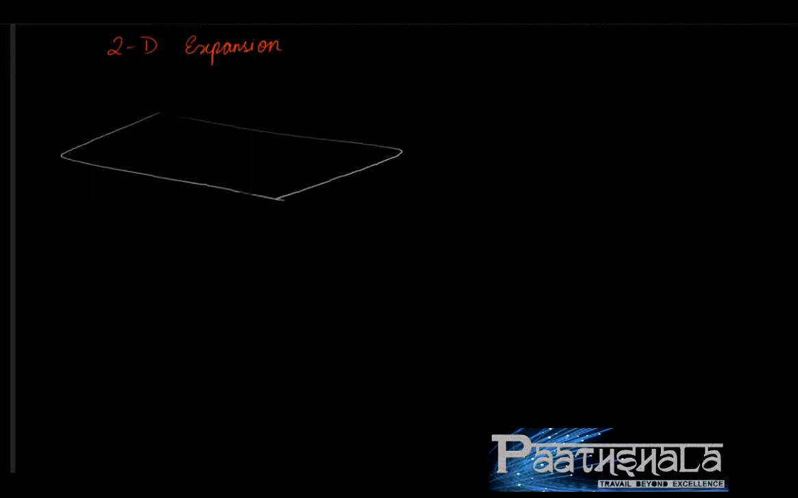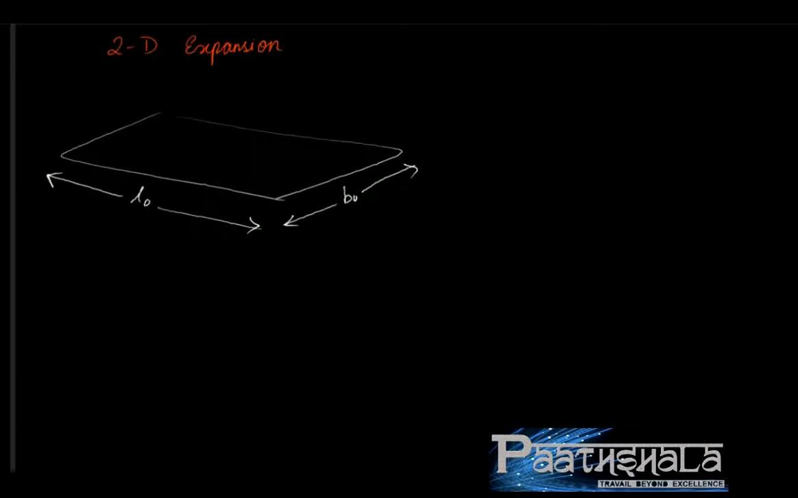Let's move on to a new page now. Two-dimensional expansion. In two-dimensional expansion, we talk about planar bodies, bodies that can be said to lie in a plane, for example, a sheet of metal. This lies in a plane, right? So in this sheet of metal, the length and breadth are L naught and B naught. Agreed?